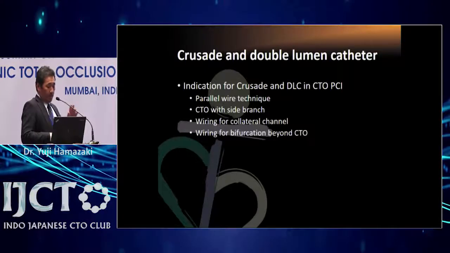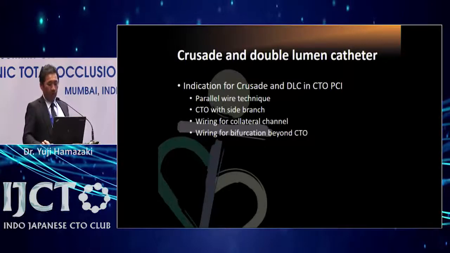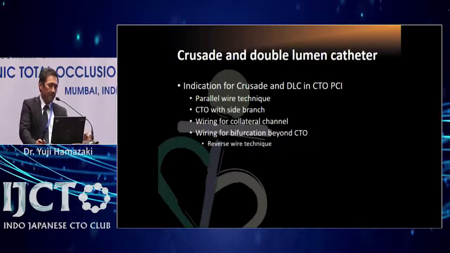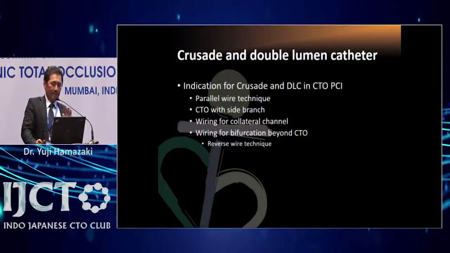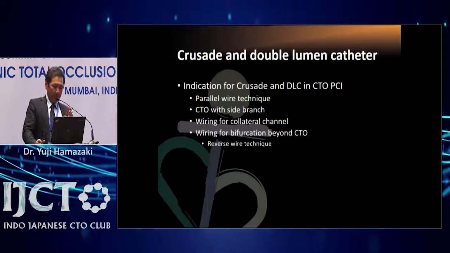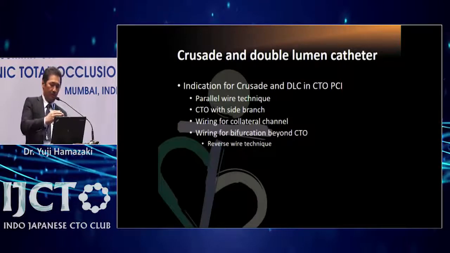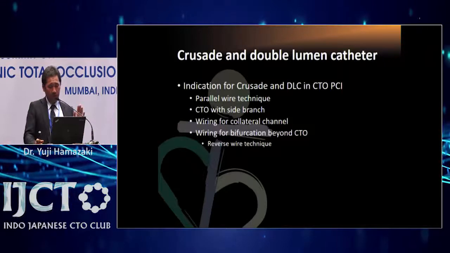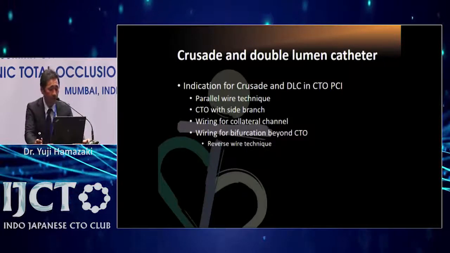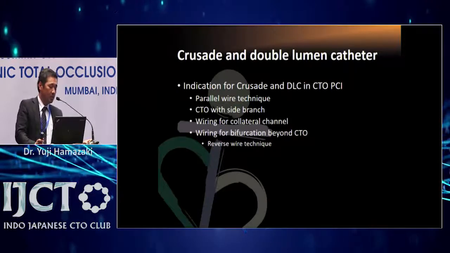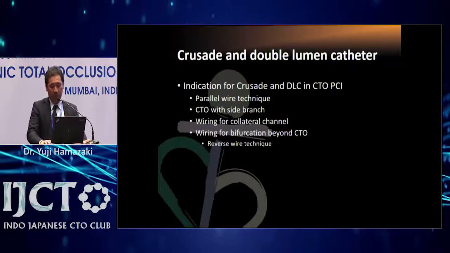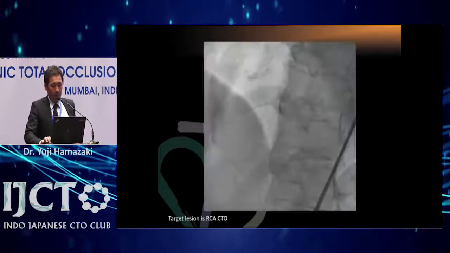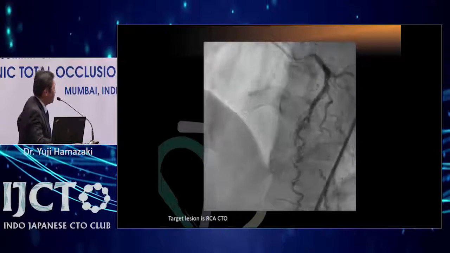The next indication is wiring for bifurcation beyond CTO. In some cases, the angle of the bifurcation is very large, and in some cases, the guide wire makes a shortcut at the bifurcation. So in such a situation, it is not easy to get the branch. So in such a situation, the reverse wire technique is very effective.